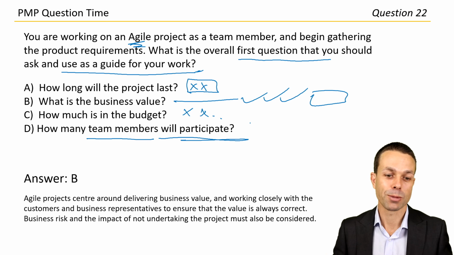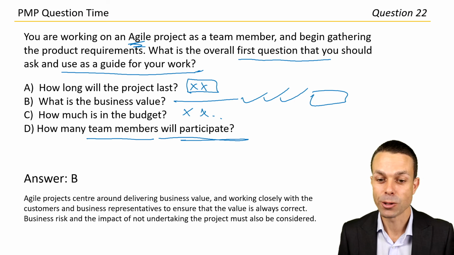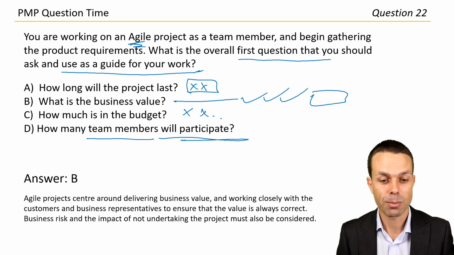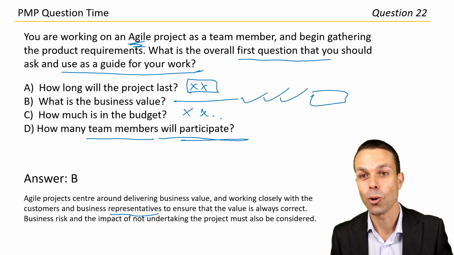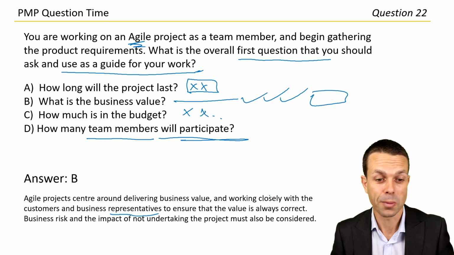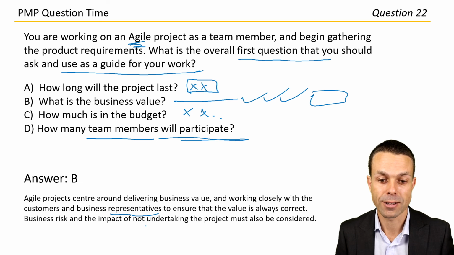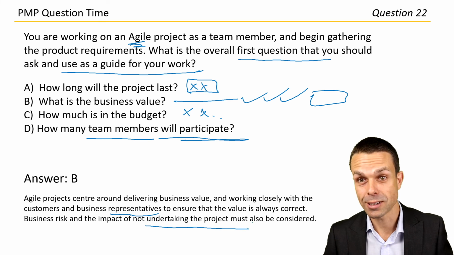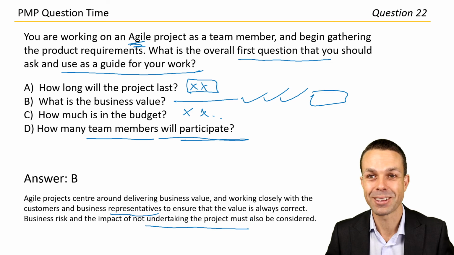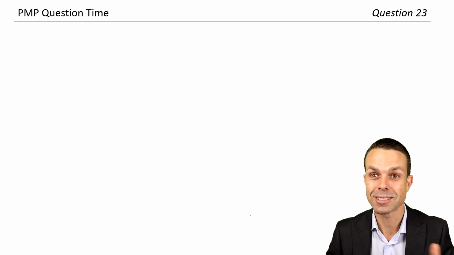Answer B. Agile projects center around delivering business value and working closely with the customers and business representatives to ensure that the value is always correct. So we're changing if we need to. Business risk and the impact of not undertaking the project must also be considered. Yep, very true. We're really getting through these questions. You're doing great. So let's see what we've got next.